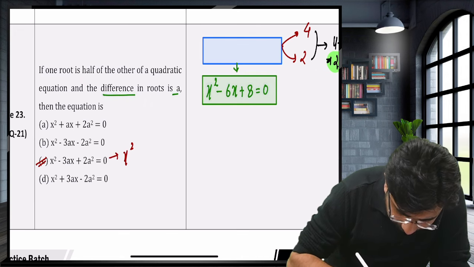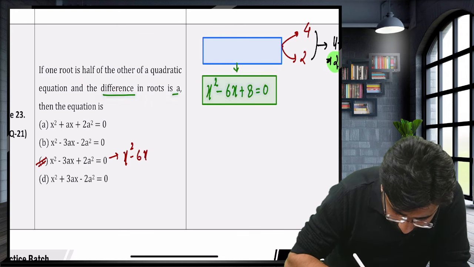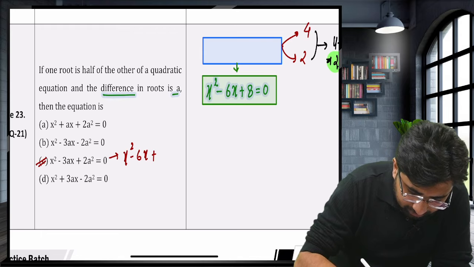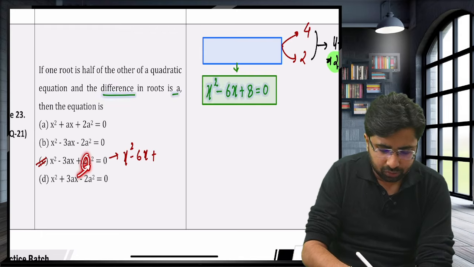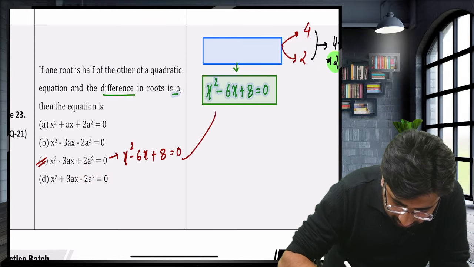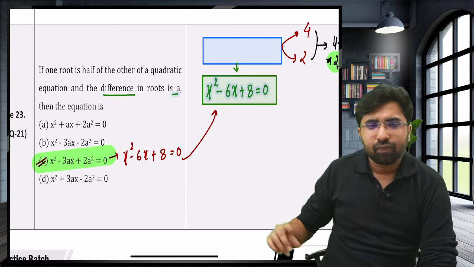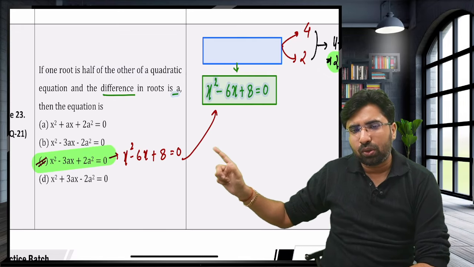x square minus, what is a? 2. 3 into 2, 6, x plus, guys, what is 2 square? 4 into 2 plus 8 is equals to 0. Can I say I'm getting the same equation? So option C is the correct answer. I'll train you in this. More questions are waiting for you.